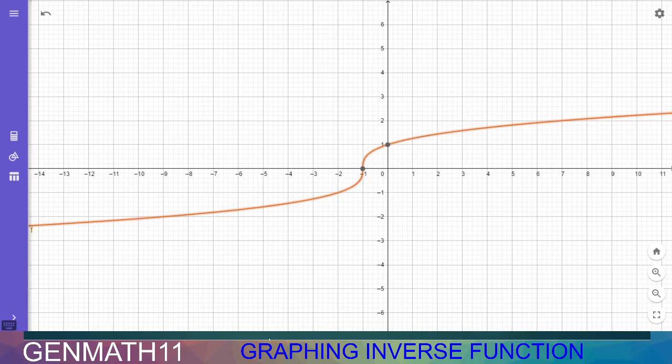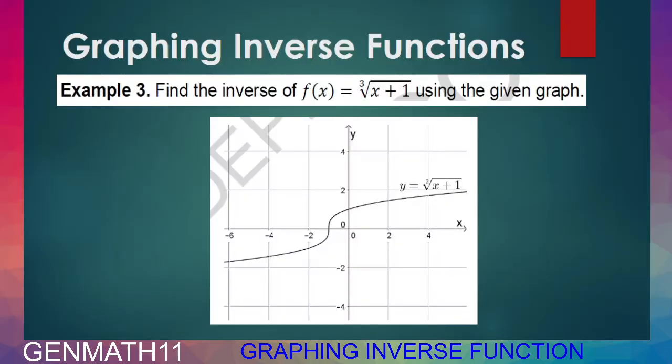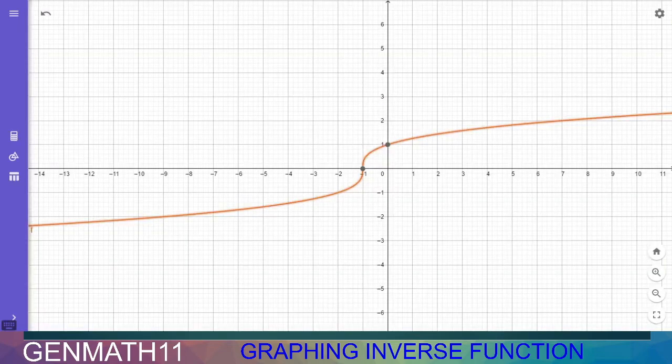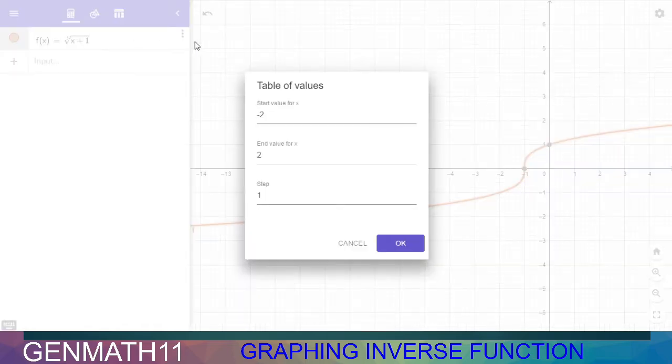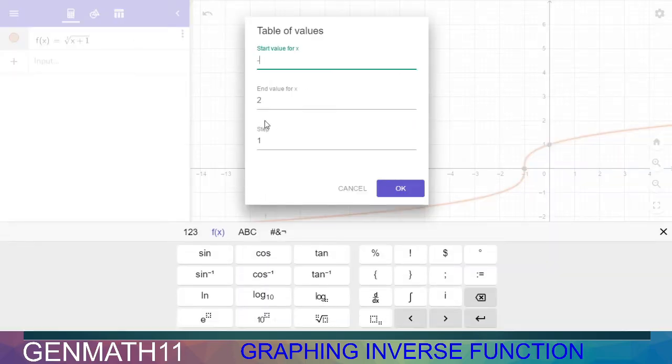So, pakita natin yung graph natin kanina. Okay? So, ito yung graph natin kanina, di ba? Parehas lang sila ng graph. Okay. So, check natin yung table of values. Wala pa tayong table of values kasi hindi tayo naglagay. Lagyan natin table of values from negative 5 to, hindi, gawin natin negative 8 hanggang 8.